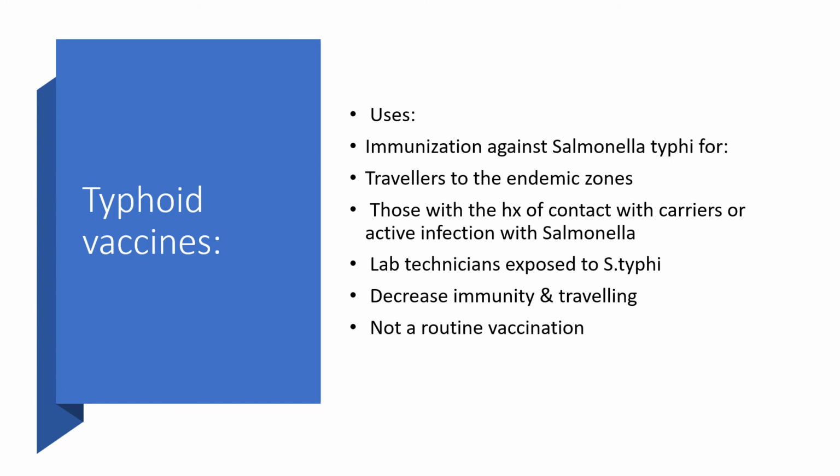Uses. Typhoid vaccine is used as immunization against Salmonella typhi for travelers to the endemic zones. Those with a history of contact with carriers or active infection with Salmonella can take typhoid vaccines. Lab technicians exposed to Salmonella typhi should take the typhoid vaccine. Individuals with decreased immunity and traveling to endemic zones should take it. But it is not one of the routine vaccines.